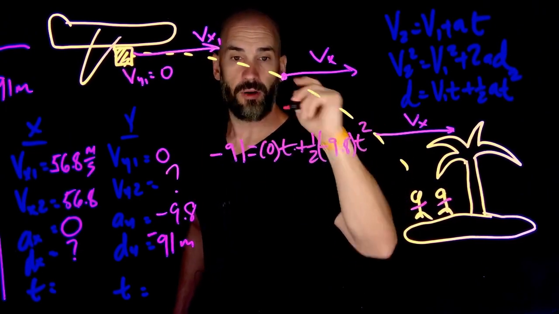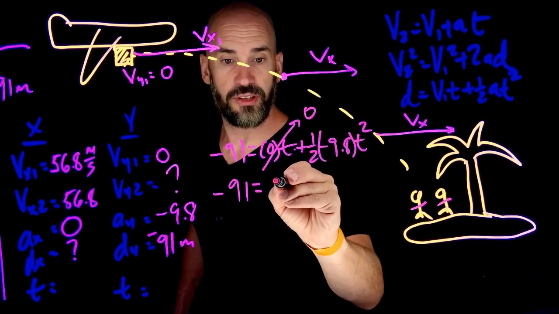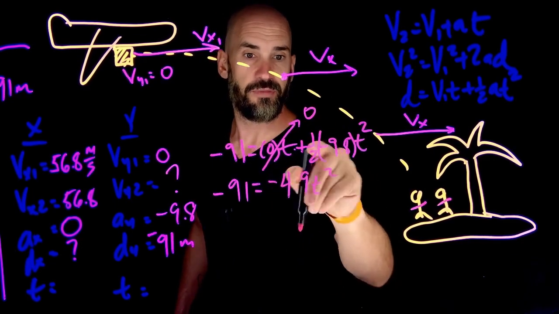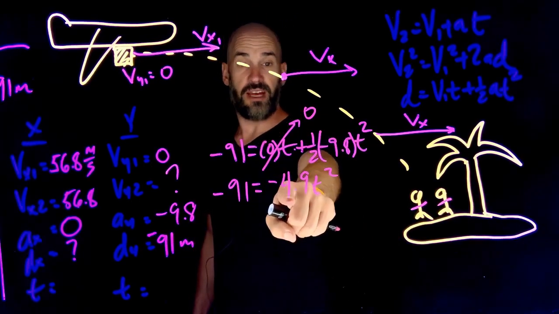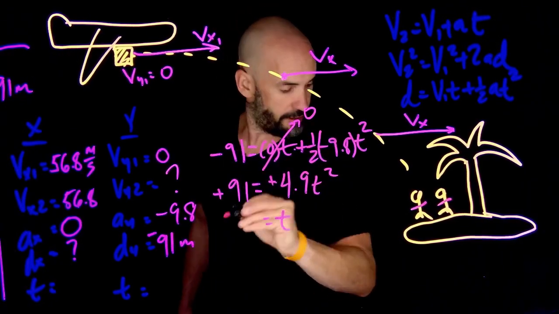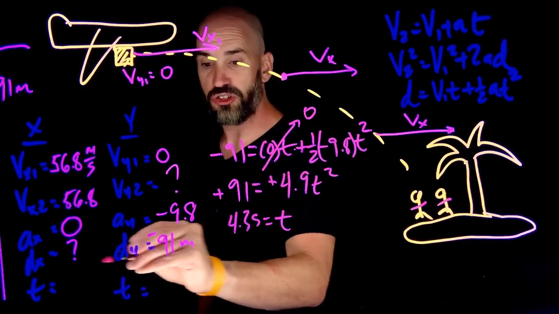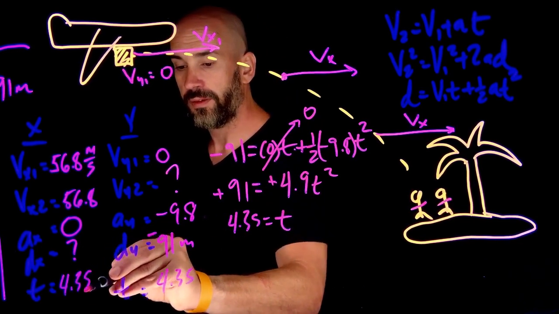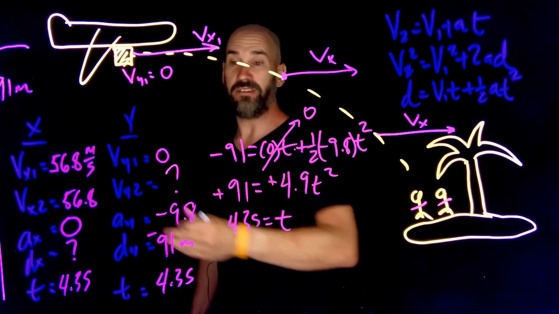t squared. Okay, that obviously goes away because that's 0. We have negative 91 equals 1/2 of negative 9.8, which is negative 4.9. Okay, and then we just want to divide both sides by negative 4.9. Signs will cancel, right? And we will get a time of 4.3 seconds. Okay, and now that's true in both dimensions. We put 4.3 seconds here and 4.3 seconds here, right? Okay, that's half the battle because now we basically have filled in everything, all right?